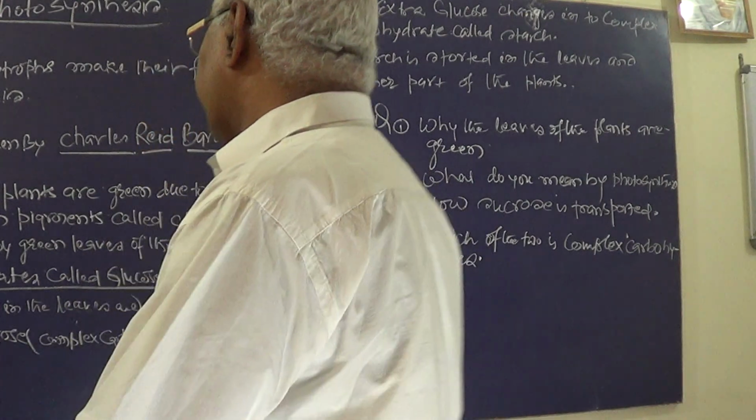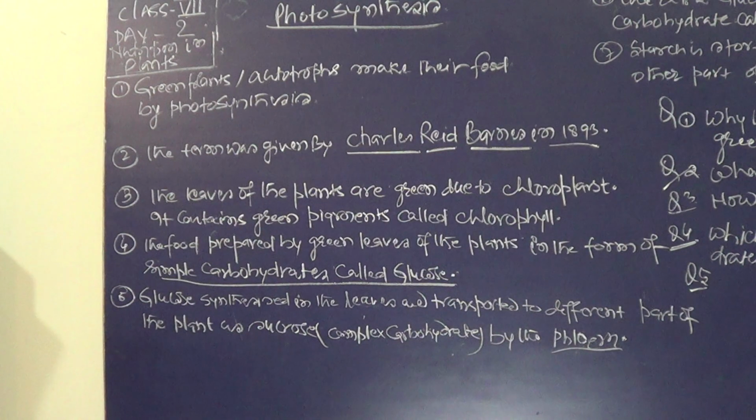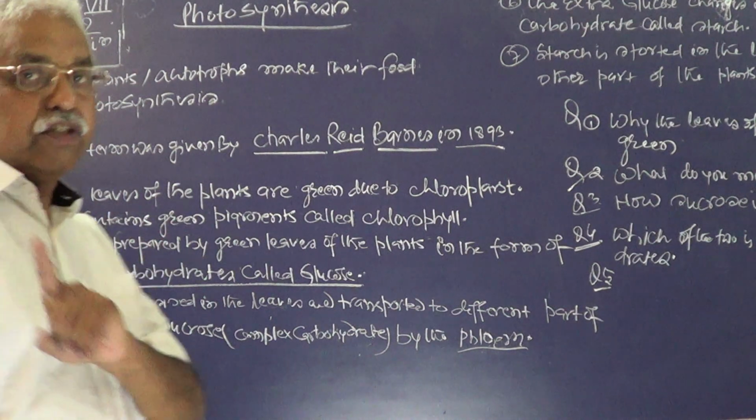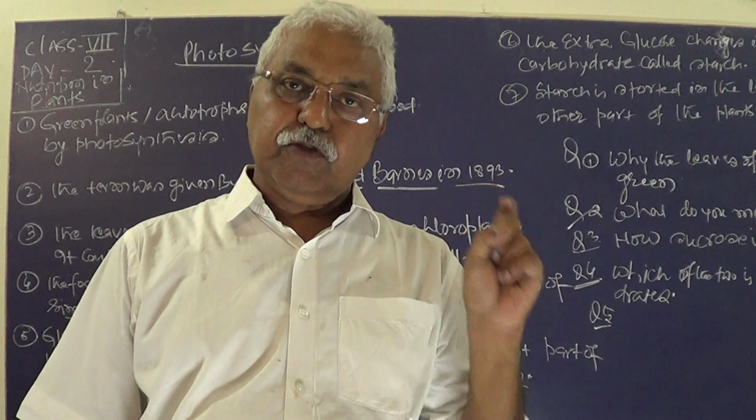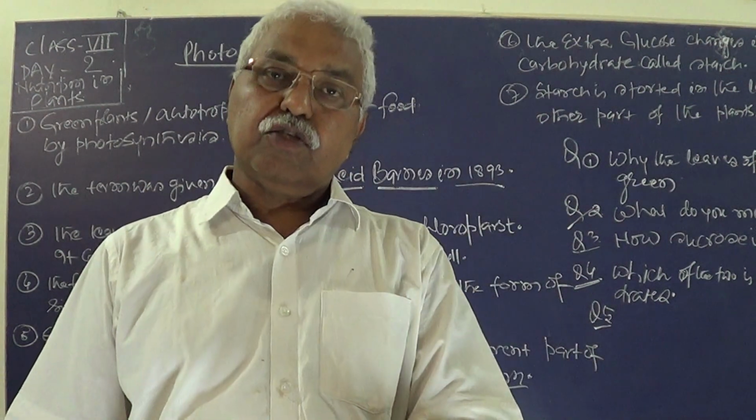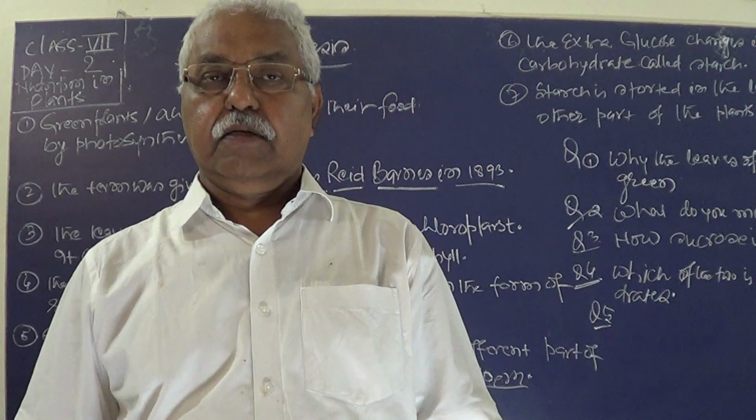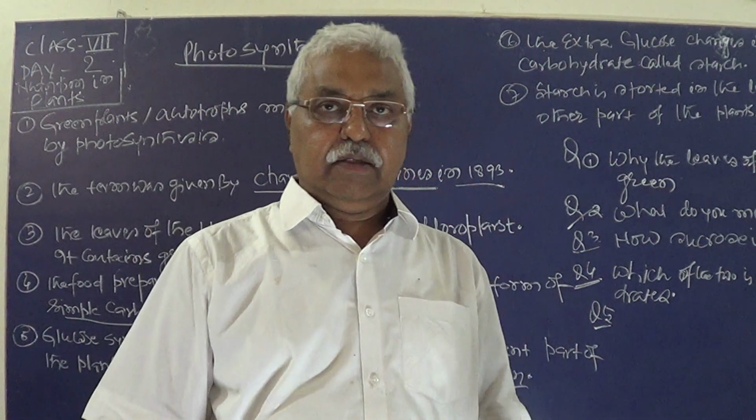We told you the glucose is synthesized in the leaves and transported to the different parts of the plants as sucrose. The food prepared by the green leaves of the plant is in the form of a simple carbohydrate. See what happens in photosynthesis: green leaves of the plant prepare their food and it is synthesized into sucrose and transported to the different parts of the plants by phloem. Right? So here the point is clear.